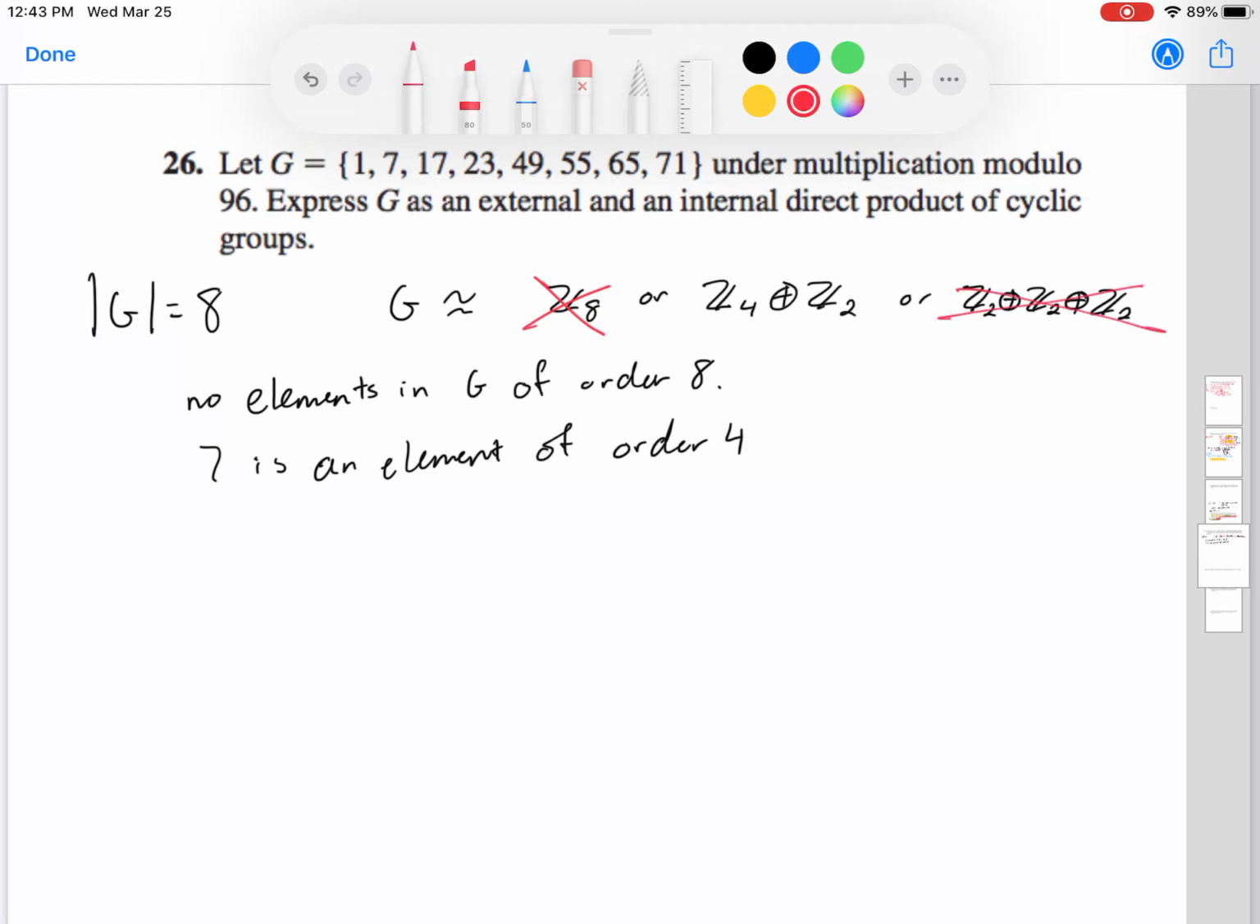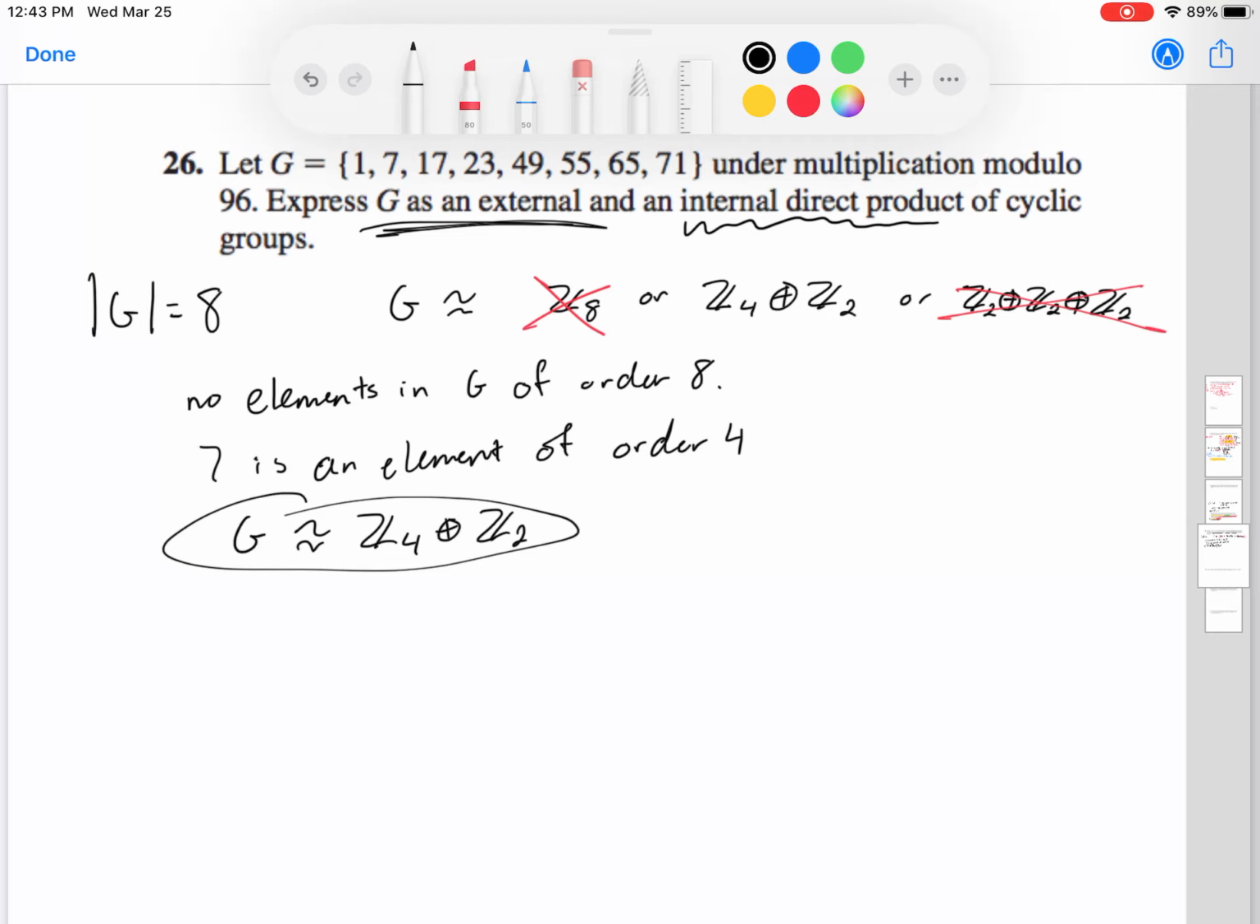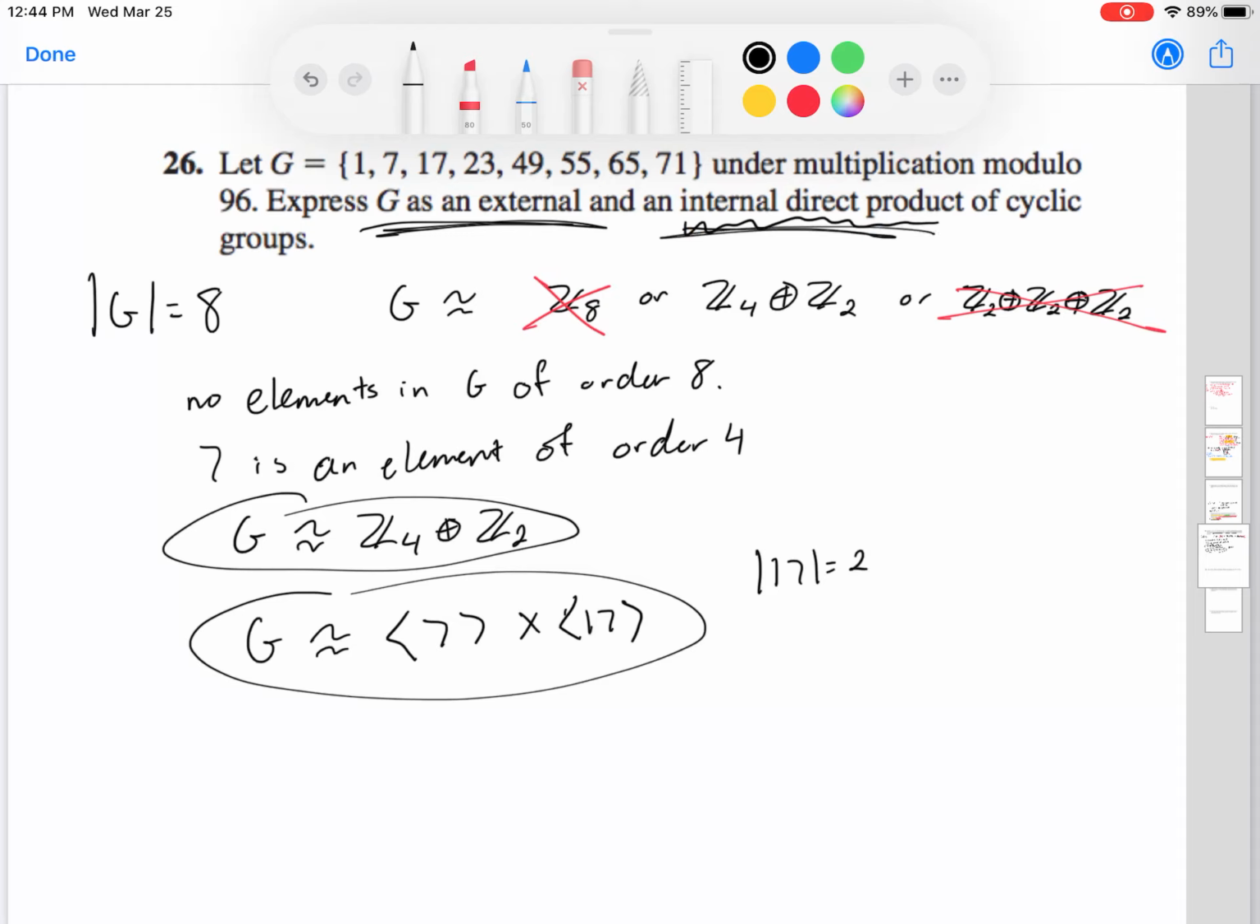Now we need to find an internal direct product. So we could use lemmas 2 through 4. They're at the end of the chapter. We know 7 is an element of maximal order. So we could say that G is isomorphic to the cyclic subgroup generated by 7. Internal direct product, let's find something order 2. Let's see. 17 is order 2, so I'm going to do a direct product with 17. And there gives me my internal direct product.